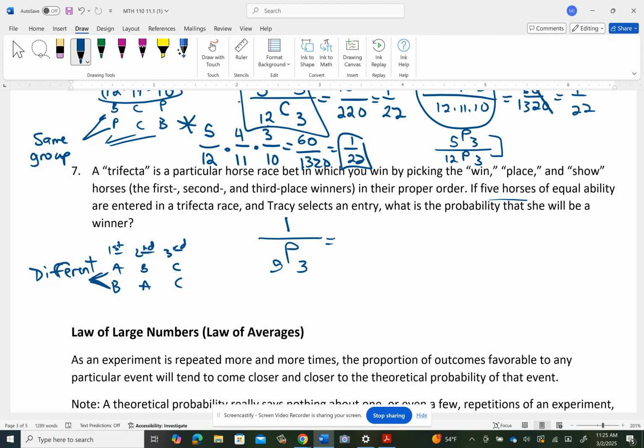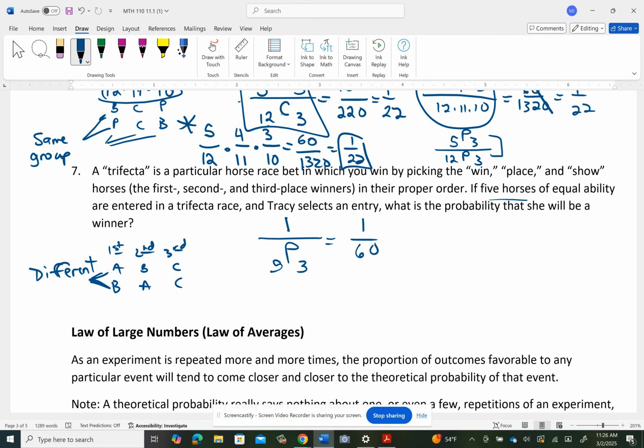So we could take 1 divided by the number of ways of arranging 3 horses. Okay, the permutation feature. So let me take 5 and do the permutation feature with a 5 and then nPr 3, which would be 60, and only one of those would be the winner. So you'd have a 1 out of 60 chance of being a winner.